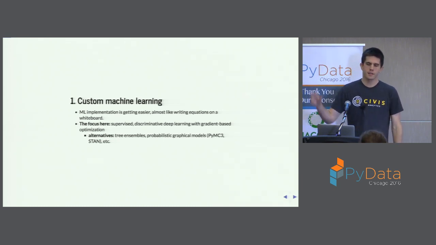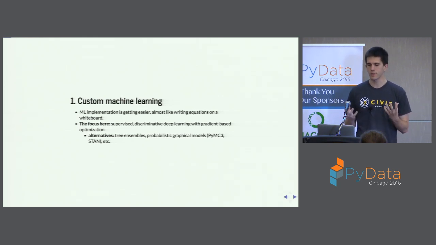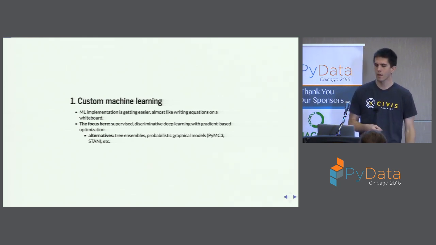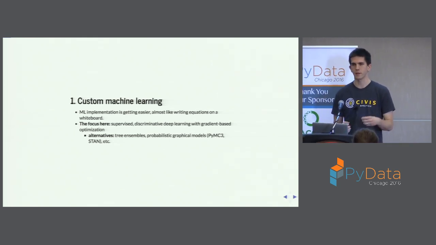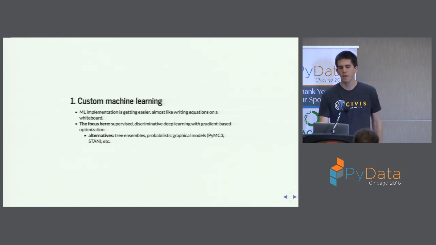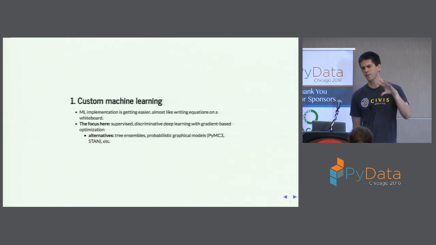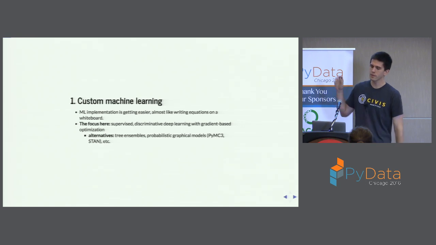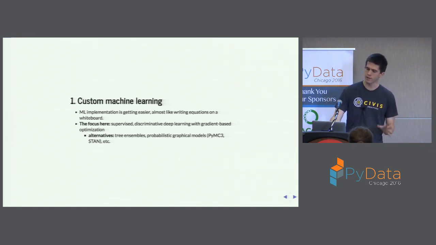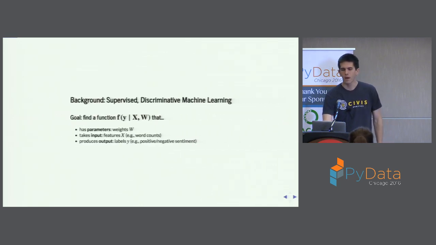To be clear, the focus in this talk is supervised discriminative machine learning with gradient-based optimization. This is used for deep learning, also logistic regression, linear regression, ridge regression, things like that would also fall into this category. There are, of course, other types of machine learning. There are tree ensembles, there are probabilistic graphical models. There are also some very interesting tools analogous to TensorFlow for graphical models, things like PyMC3 and Stan. If you're not aware of those, I would recommend checking them out. But TensorFlow provides facilities to implement supervised discriminative machine learning models, among other things.